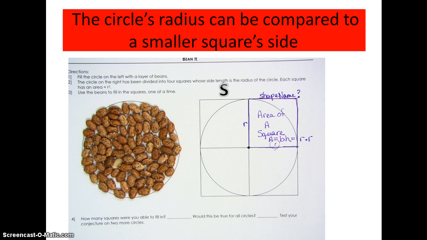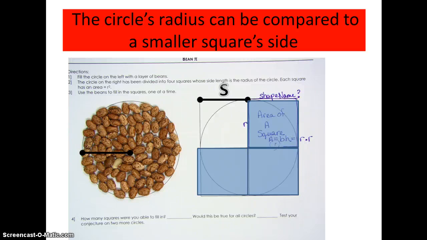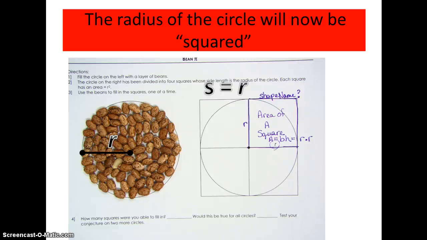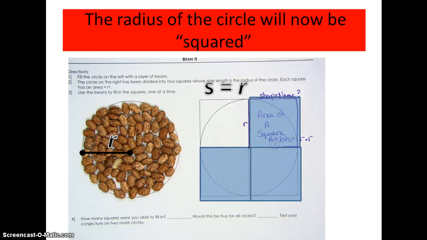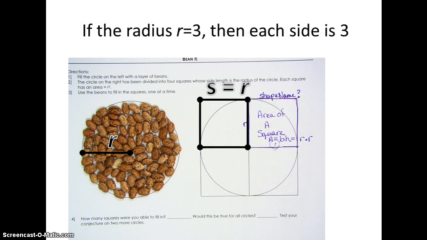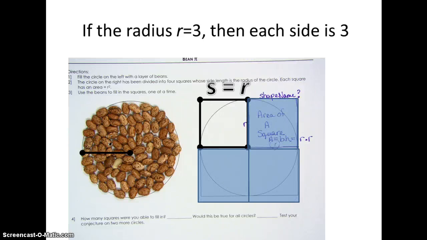Okay? So the circle's radius can be compared to the smaller square that comprises the big square. So there we have a small square with a side measurement that's equivalent to the radius of the circle. Okay, so we're going to take the radius of the circle and square it. So I'm going to take that side that's equal to the radius and square it. Now, if the radius is equal to, let's call it 3, then each side of this square is 3. The radius is 3. The side measurement of the small square is 3.